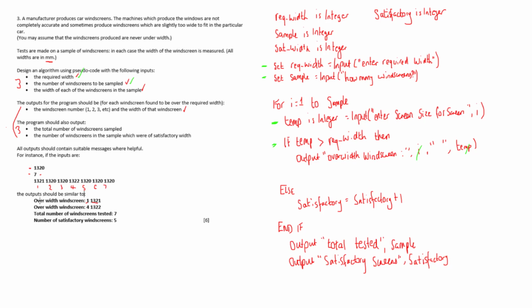And then we've got over width windscreen. Yeah. And total number of windscreens tested. Yeah. And number of satisfactory windscreens. Yep, very good. We've closed our if statements. The only thing I've not done is I've not incremented my loop. So for should be here. Next I. Okay, that local variable needs to increment every time. And that's it for question 3. And that should get us all of 6 marks.